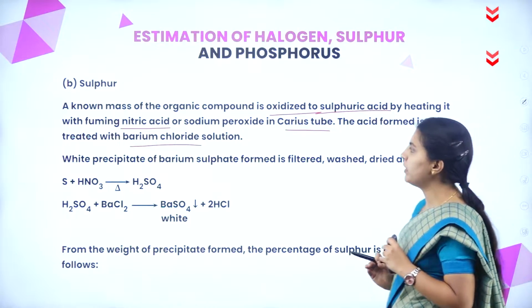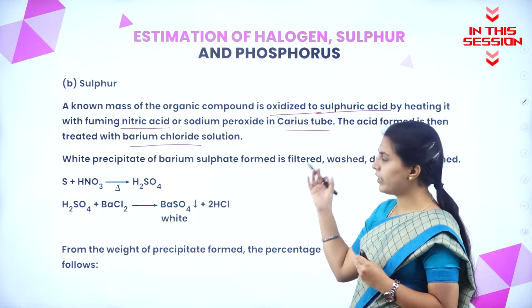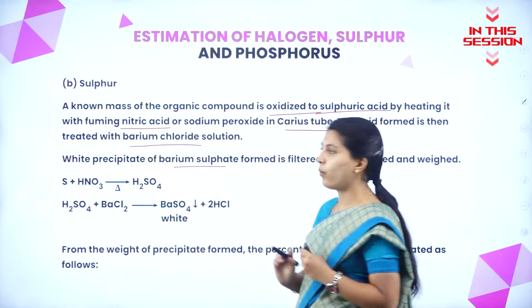The acid formed is then treated with barium chloride. Whatever acid is formed will be treated with barium chloride. At that time, barium sulfate will form as a white precipitate.